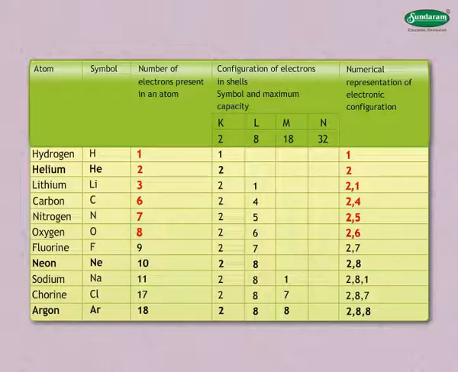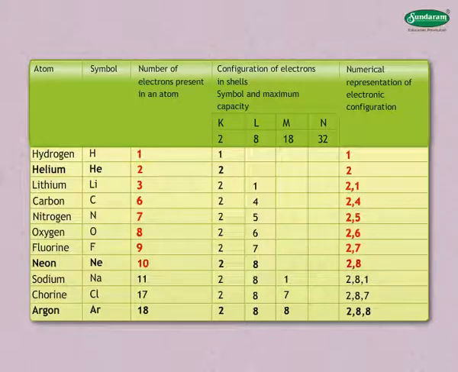The number of electrons present in the fluorine atom is 9, and the electronic configuration is 2, 7. The number of electrons present in the neon atom is 10, and the electronic configuration is 2, 8.